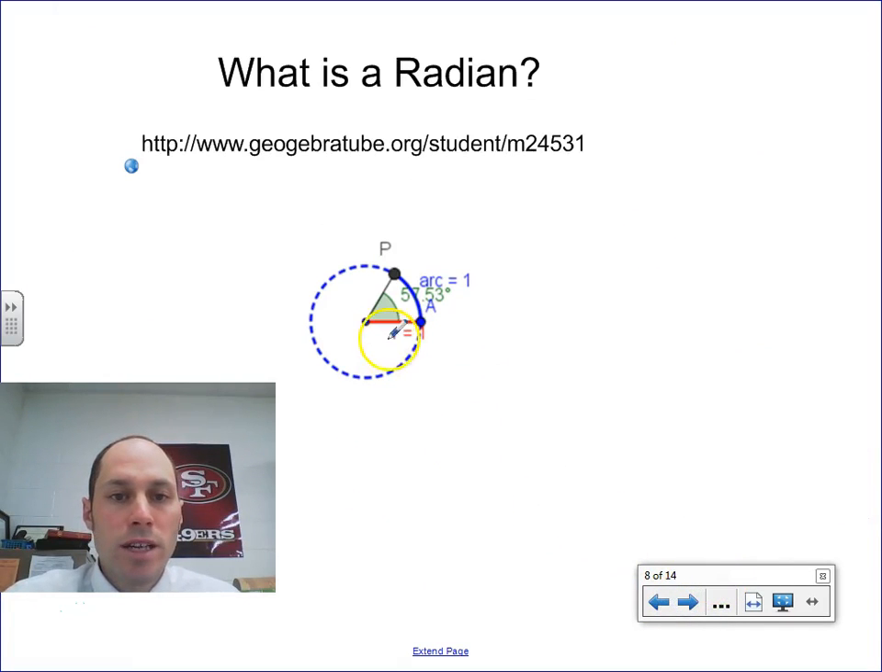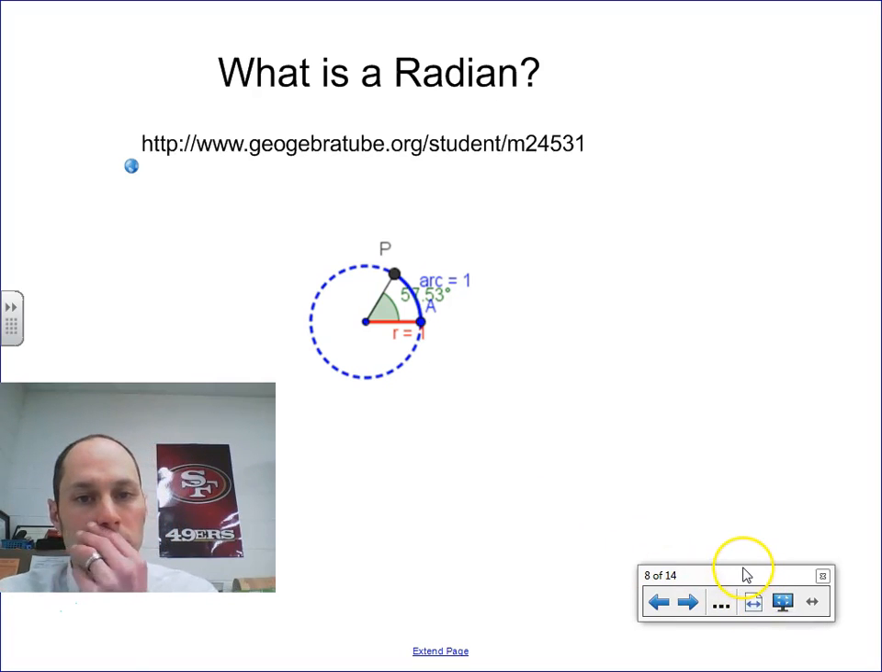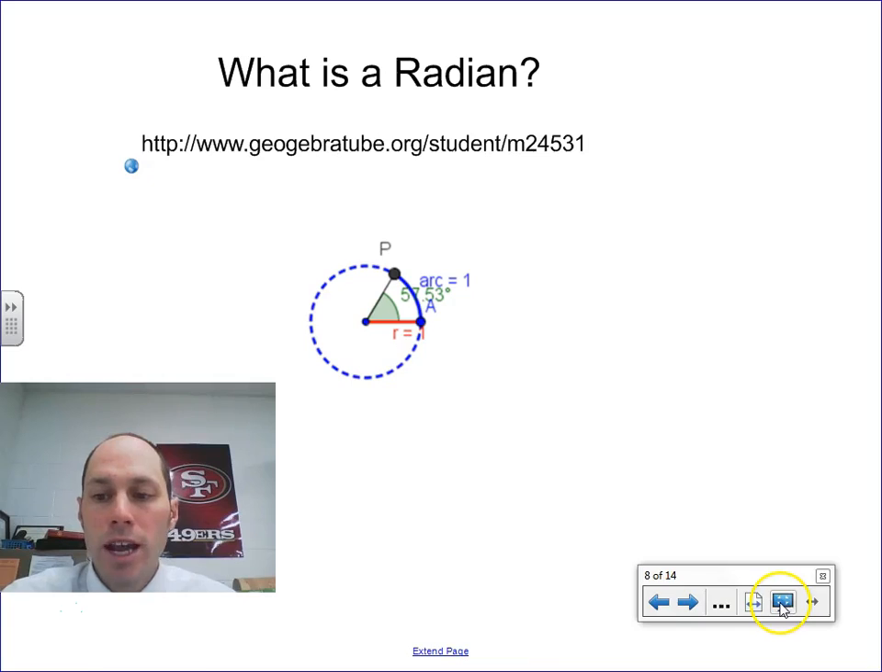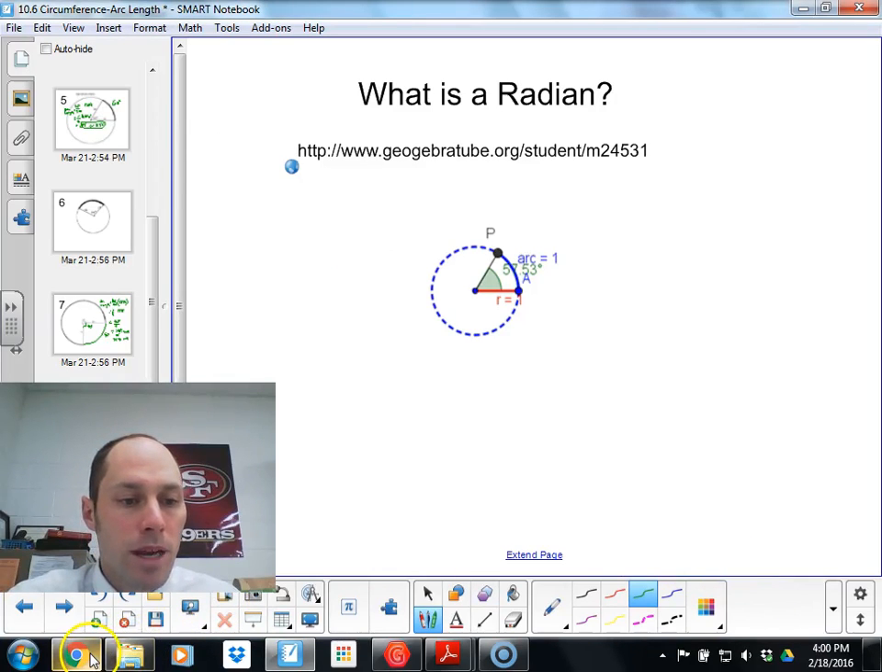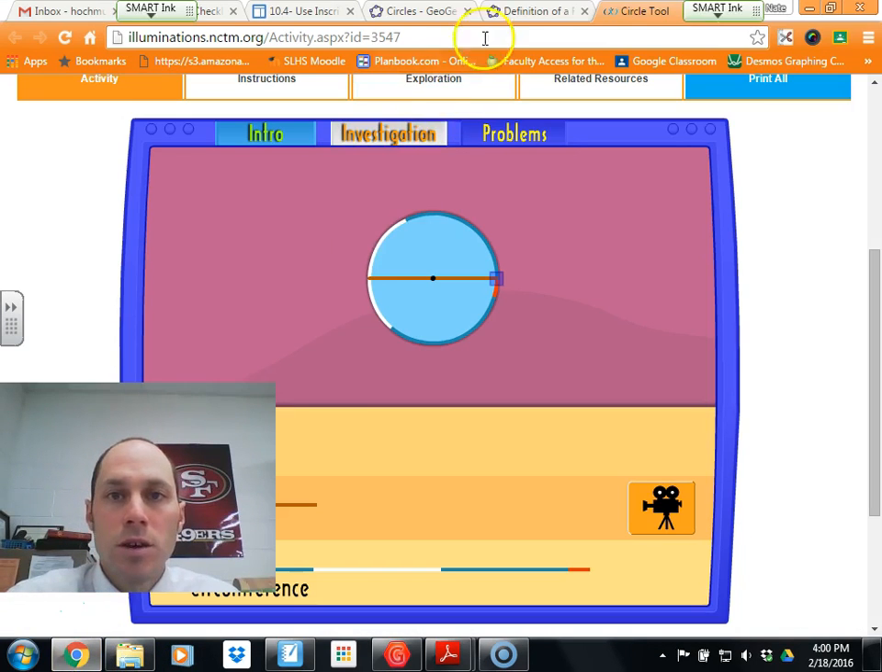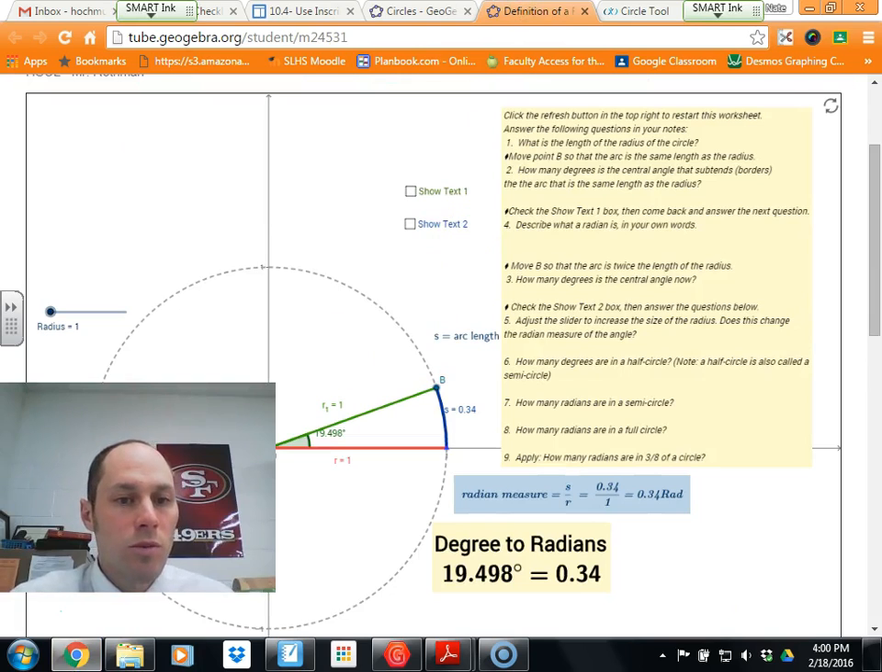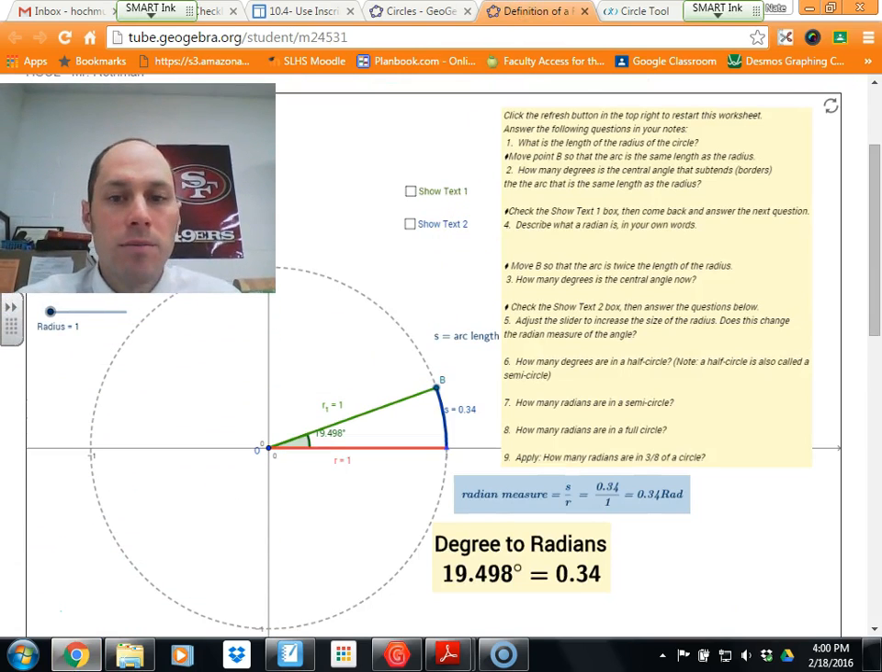So I'd like to discuss what a radian is. Radians and degrees go hand in hand. It just depends on what we want to measure with. So if we go over to GeoGebra, we're going to work our way through an activity here, which will teach us what a radian is and how it's connected to degrees.